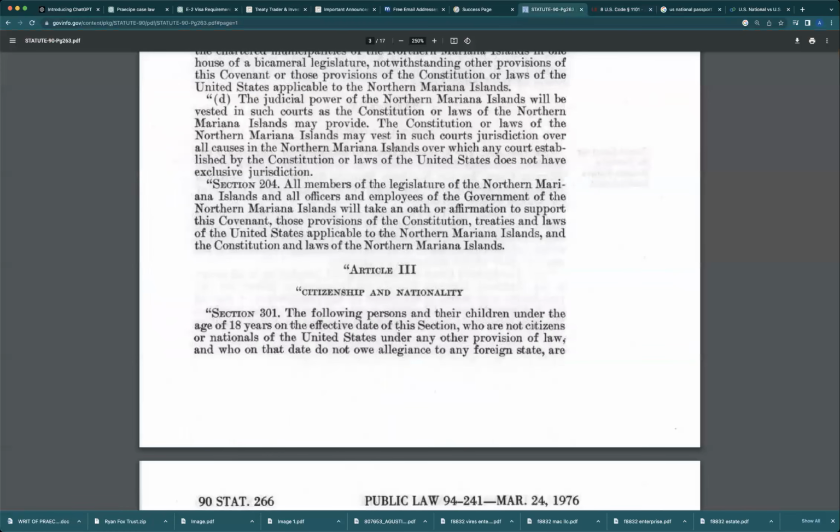So why are they saying this here? Why use two different terms that mean the very same thing? Here's why. It says, who are not citizens or nationals of the United States under any other provision of law, and who, on that date, do not owe allegiance to any foreign state. To who? To any foreign state. Keep that phrase, foreign state, in your mind. I want you to make believe and highlight that yellow.